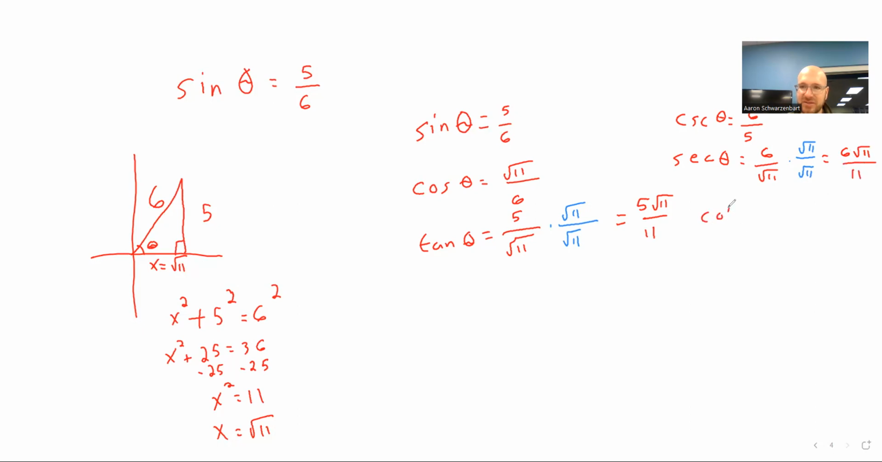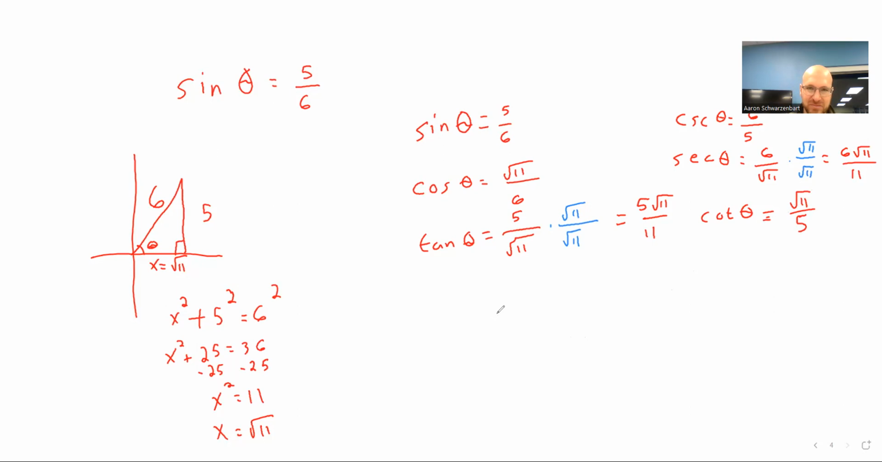And cotangent of theta. Again, I'm going to use my unrationalized one when I do the reciprocal. Square root of 11 over 5. If you used your rationalized one, you can rationalize it and still get it back, but you just have to reduce. If I want, I'm going to use my original.